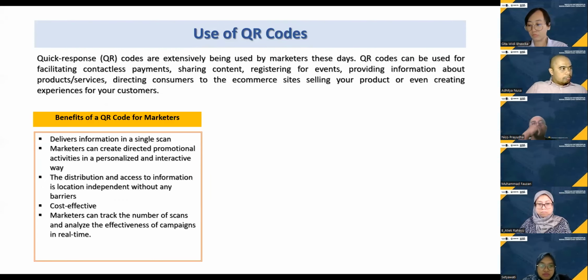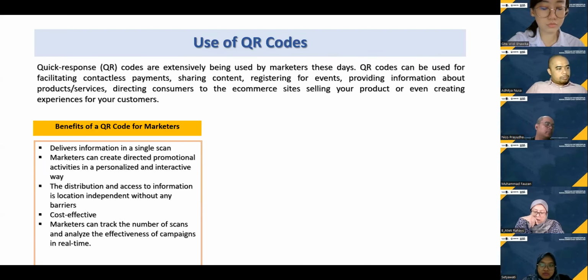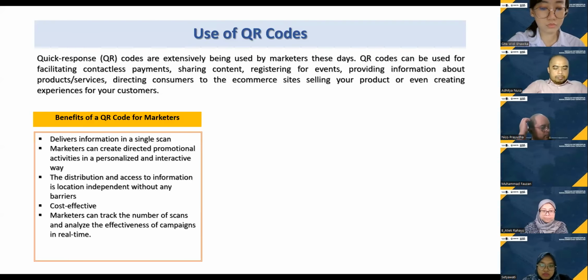It is not just a particular kind of information that you can see. Marketers can create directed promotional activities. For example, in a Burger King contest, if you want to enter the contest, you need to scan the code. So promotional activities can be designed using QR codes. Distribution and access to information becomes easy. It is also very cost effective, because generating a QR code costs very little.